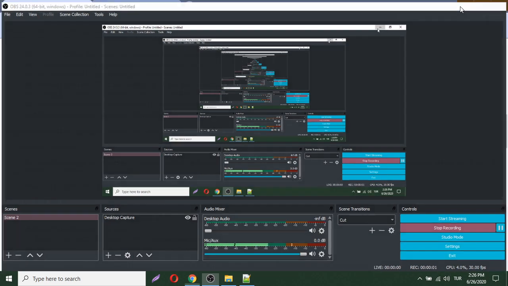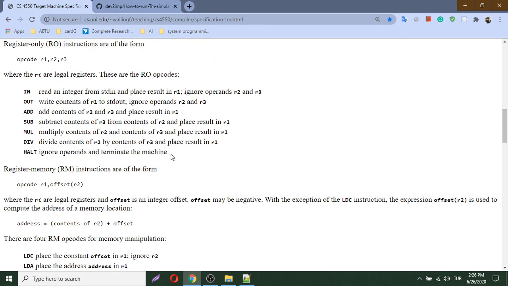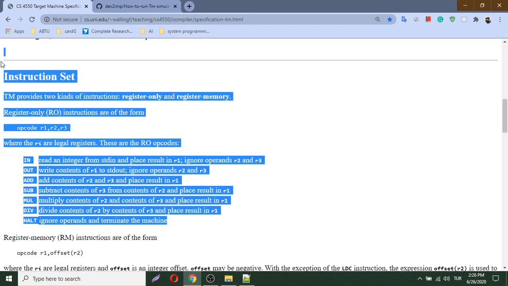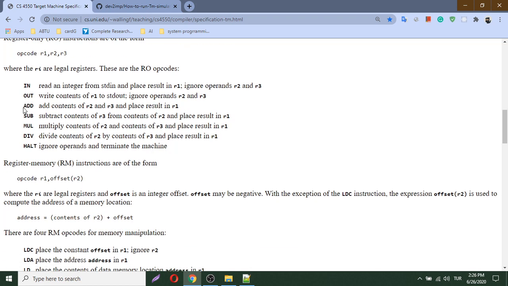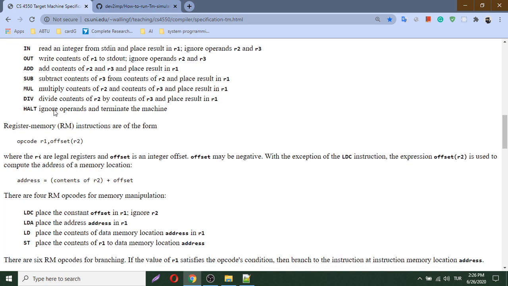So let's do the basic things. Those are that we read integer, we can write print on the screen, we can add up and subtract, multiply, division, and halt, ignore operand, and terminate the machine. So we will learn this, but before starting to do this, let's also know about this LDC.